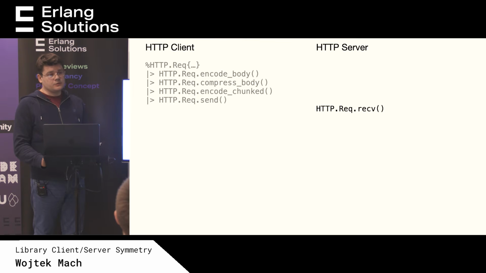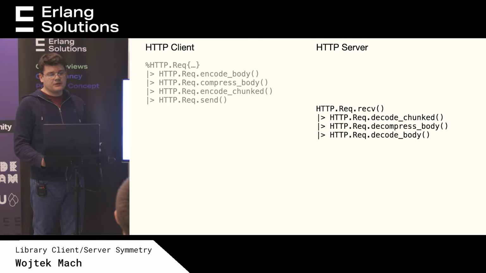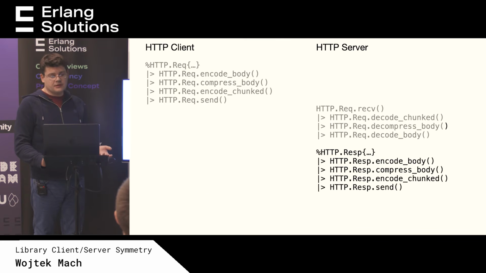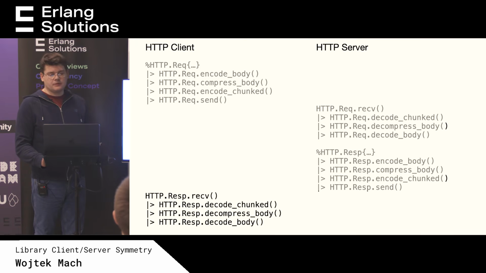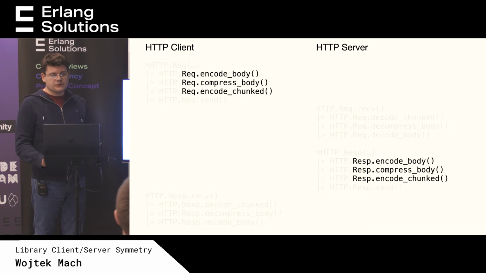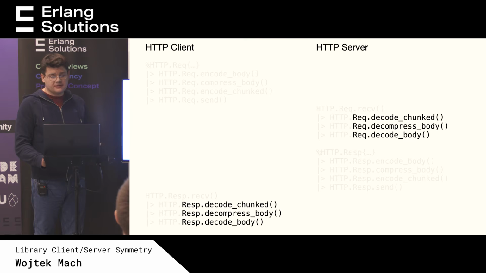And then on the other end, we would receive, so that would get all of those bytes and maybe turn this into this data structure, and then we would start decoding the chunks, decompressing it, decoding the body, and same for response, right? We start with the data structure and we encode, compress, chunk, send, and then back to the client, we get that response and we decode. So some similarities, like this, you know, encoding request and encoding response. Again, this is exactly the same, right? And same for decoding. This is exactly the same.